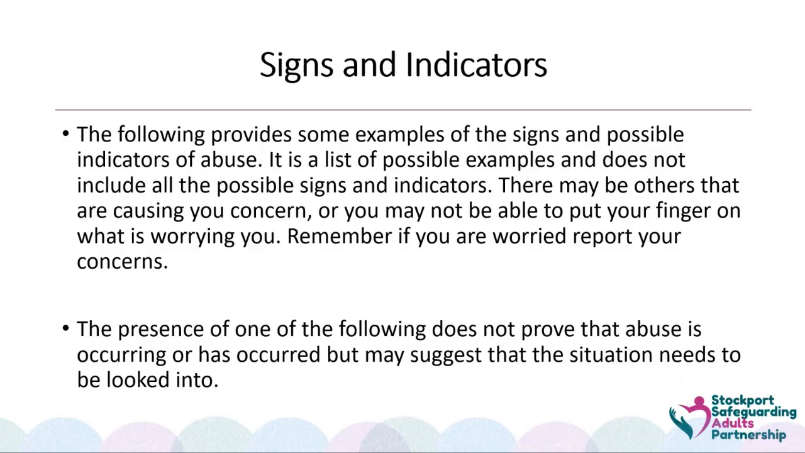Remember, if at any point you have concerns or you're worried, it's important that you seek out advice from either your agency safeguarding lead, your line manager, or the local authority. The presence of one of the following signs and indicators does not prove that abuse or neglect is occurring or has occurred, but it may suggest the situation needs to be looked into.